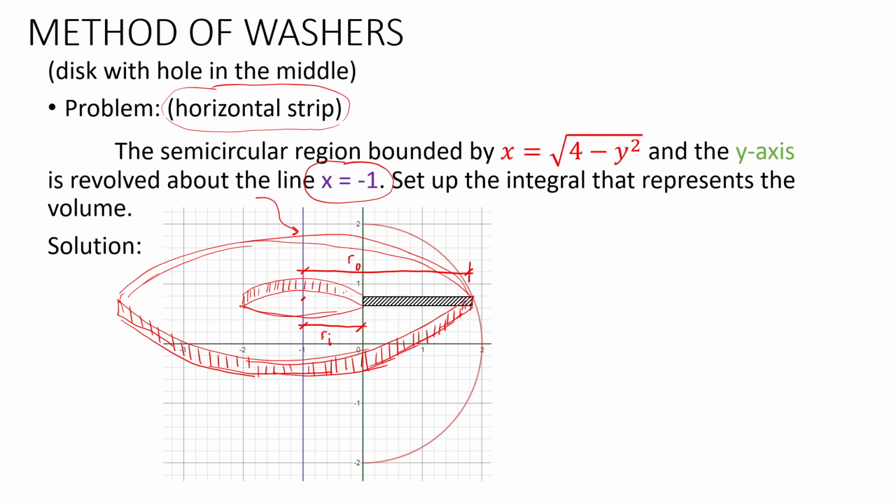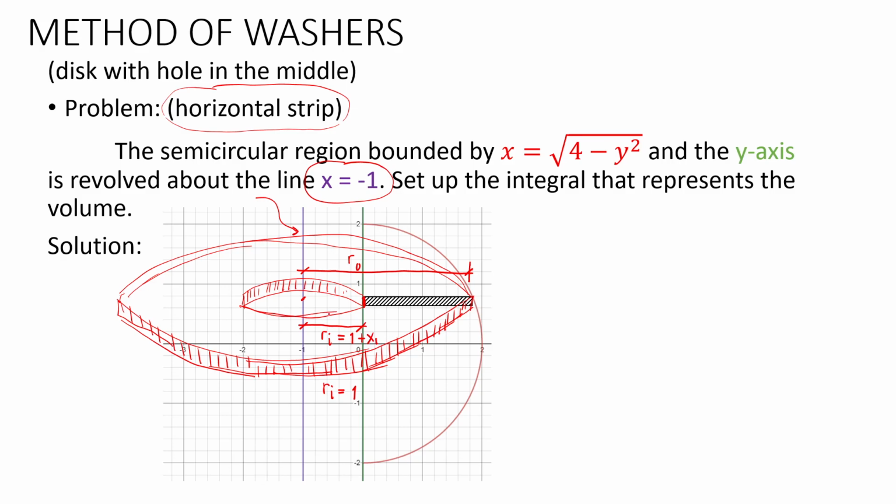For our inner radius, going towards this portion here, the left strip, we are traveling 1 unit from x equals negative 1. Meaning the inner radius is equal to 1 plus x left because it's touching x left. But since x left is 0, you can simplify this as the inner radius is equal to 1. Alright, so have you understood this part so far?